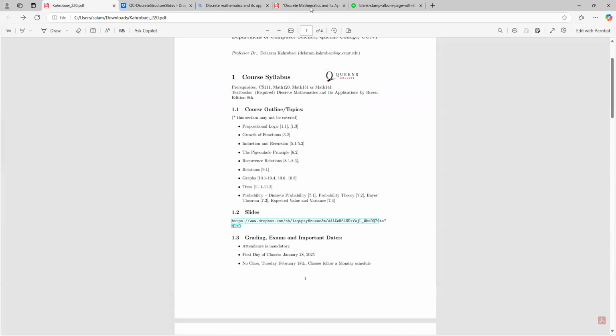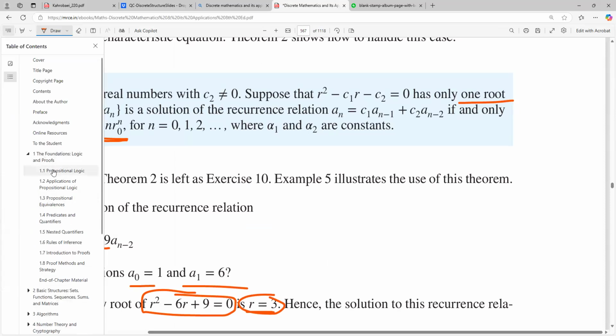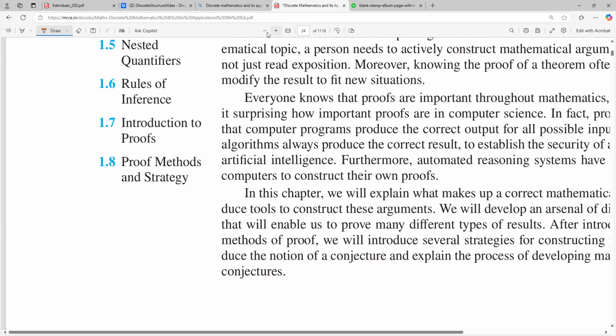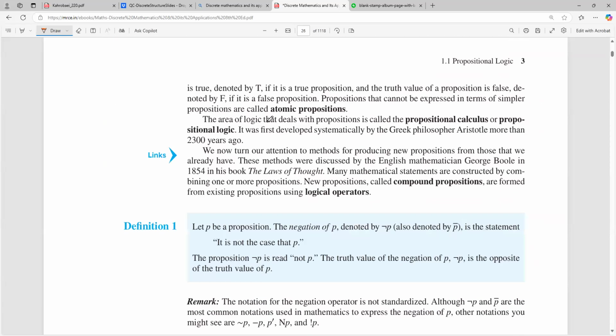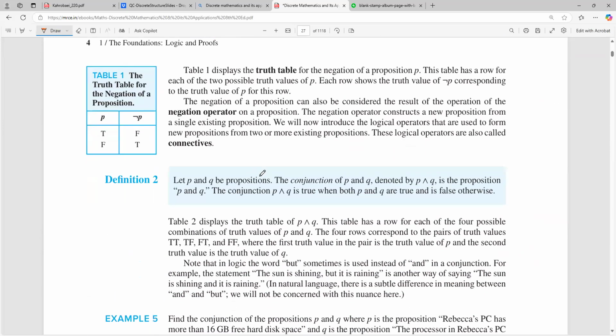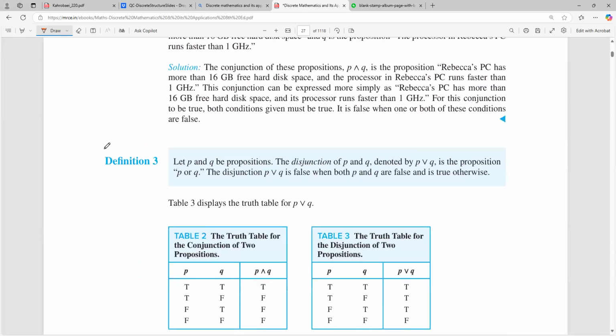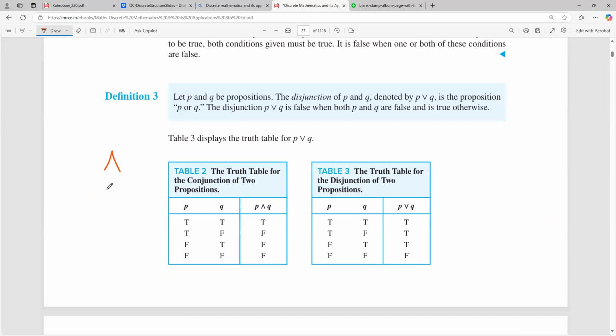Propositional logic 1.1, 1.3. Does anyone have any specific questions about propositional logic? Any truth tables? So you got a couple that are the main ones. You got and, you got or, not, implies, and if and only if.